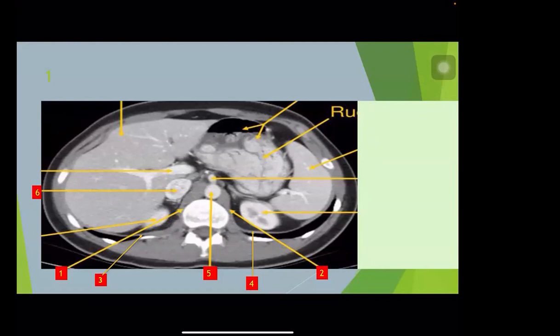Right crus of the diaphragm. Number one, right crus. Number two, left diaphragmatic crus.